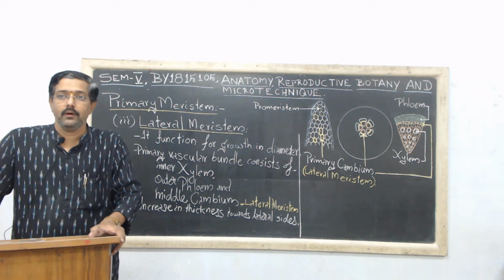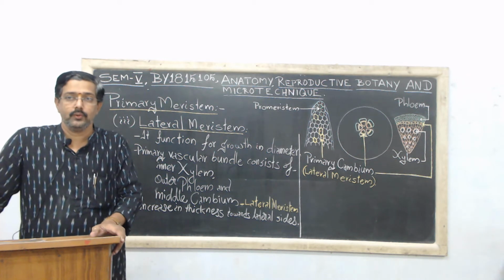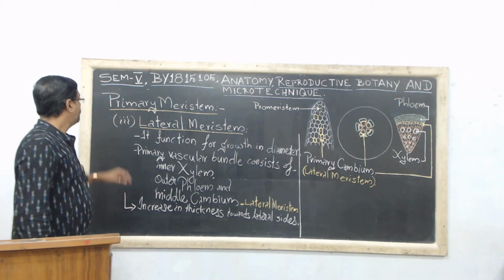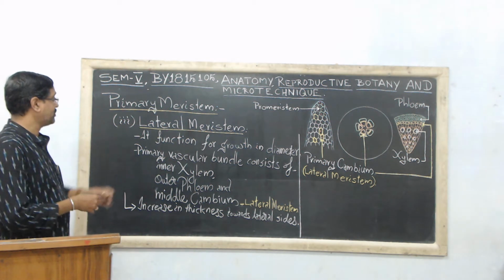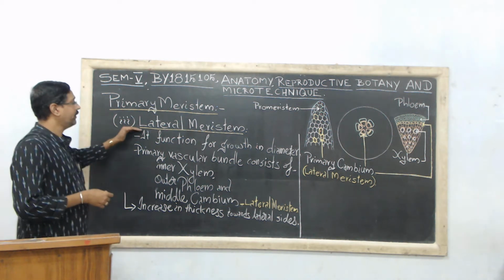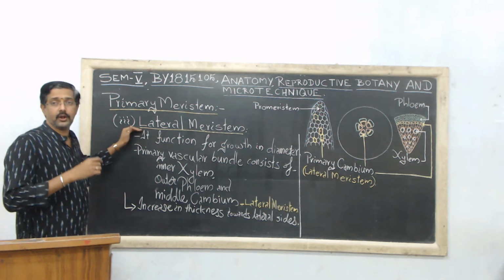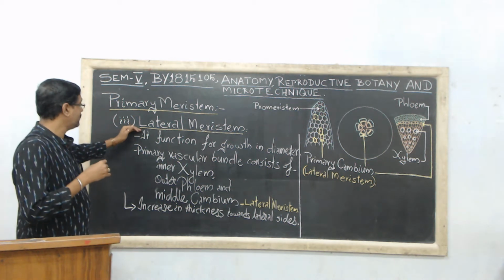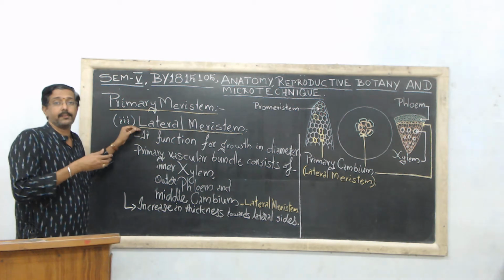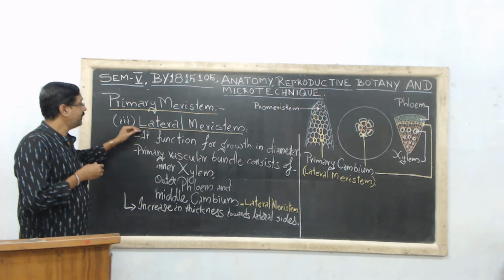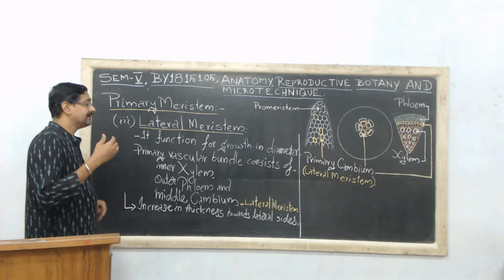Okay, we can continue the last session to this. Here, the third derivative of the primary meristem is called lateral meristem. In the initial session, I mentioned that the term itself, lateral, means it is laterally produced. So here it is named as lateral meristem. These are also actively dividing cells.